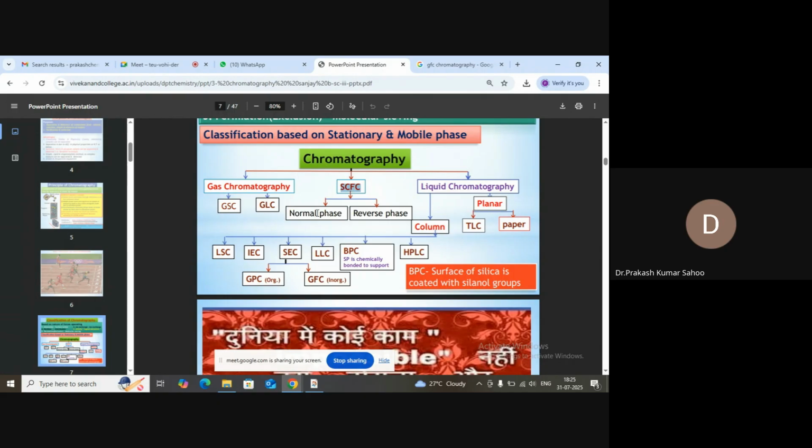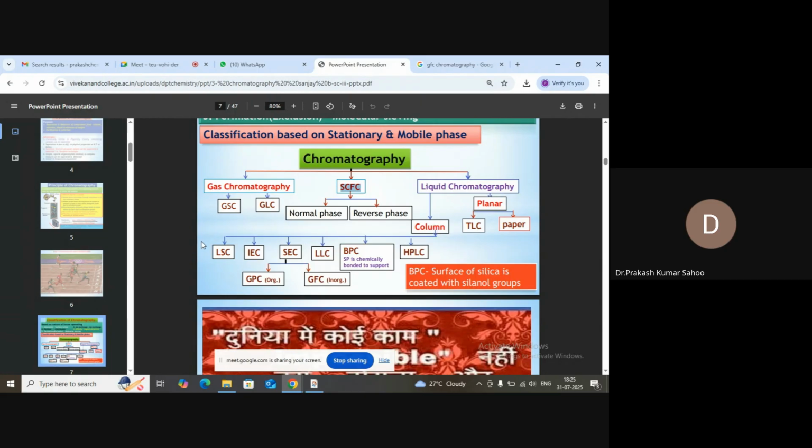If the stationary phase is polar, then it is normal phase chromatography, and if the stationary phase is less polar or non-polar, it is reverse phase chromatography. Under liquid chromatography, we have three-dimensional and two-dimensional. The three-dimensional includes column chromatography, and the two-dimensional includes thin layer chromatography and paper chromatography, which we will discuss today.